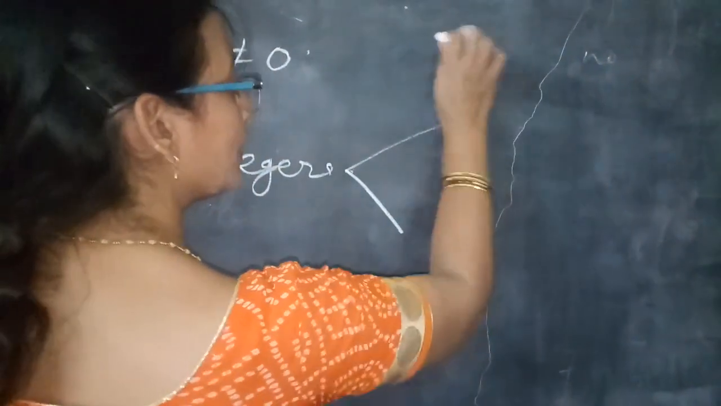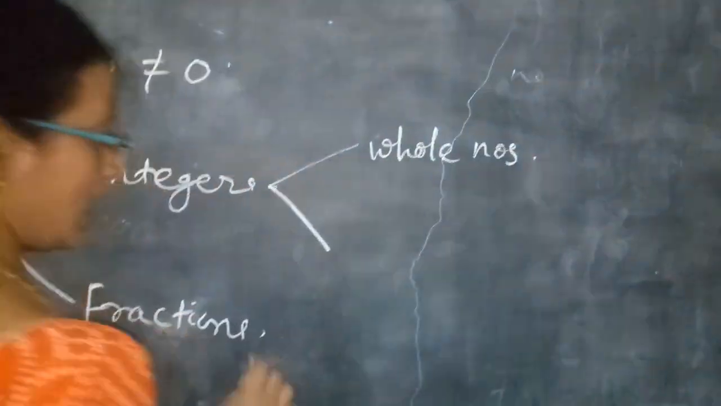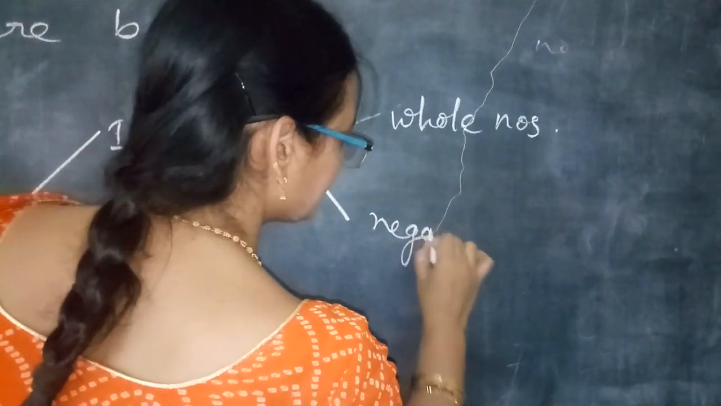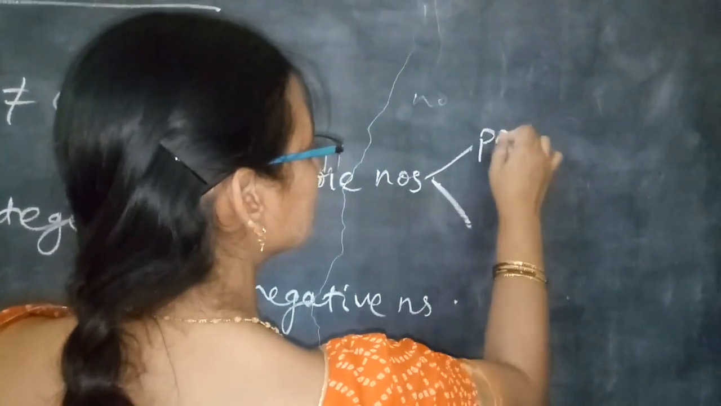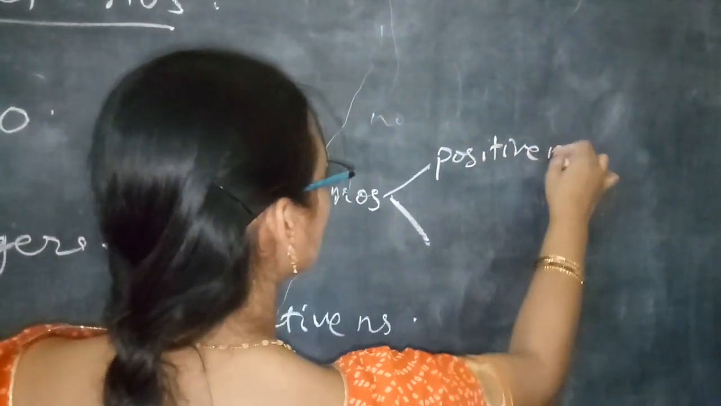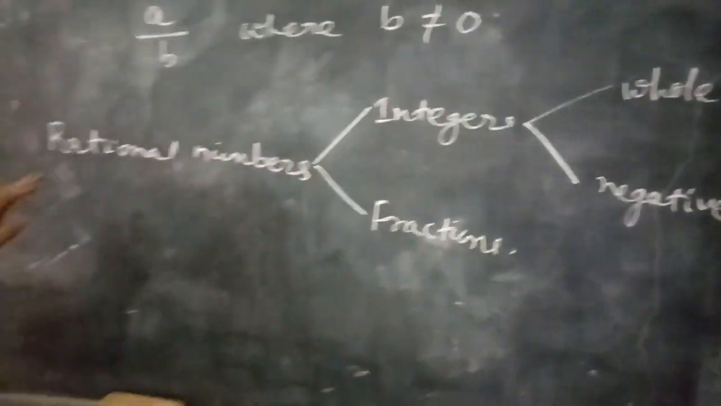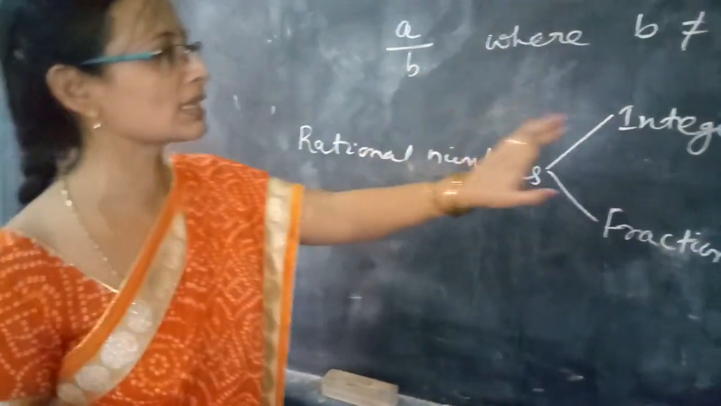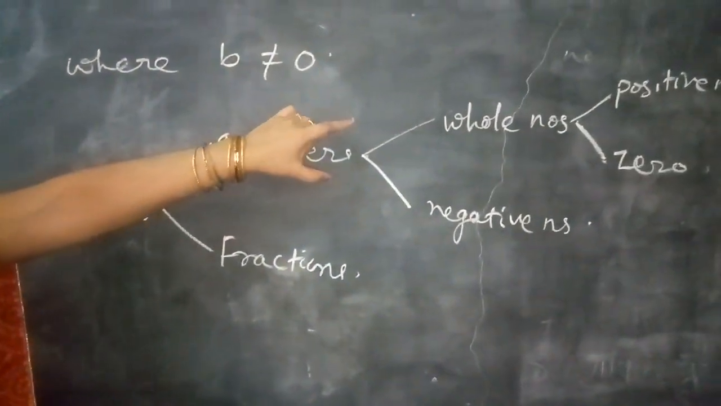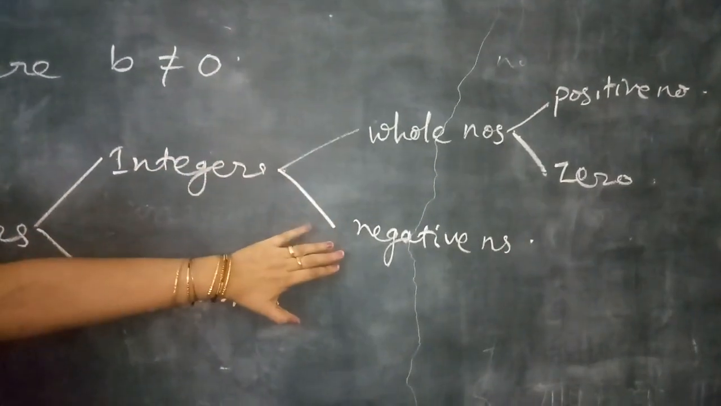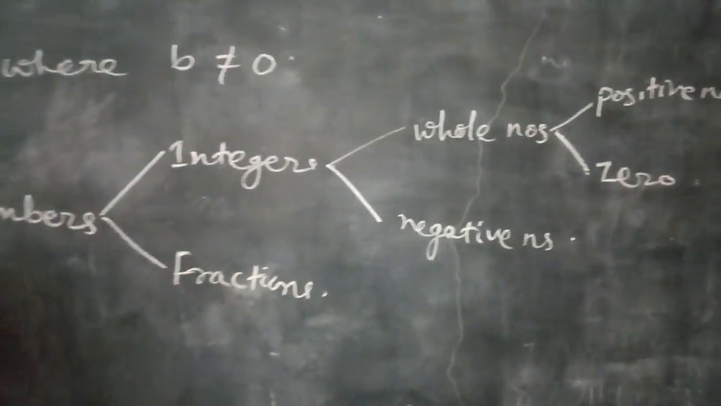And when we think of integers, that is whole numbers and the negative numbers. The whole numbers are positive numbers and 0. So, rational numbers are integers, fractions. Integers, we can consider, are whole numbers with negative numbers, then positive numbers, and 0 makes the whole numbers.